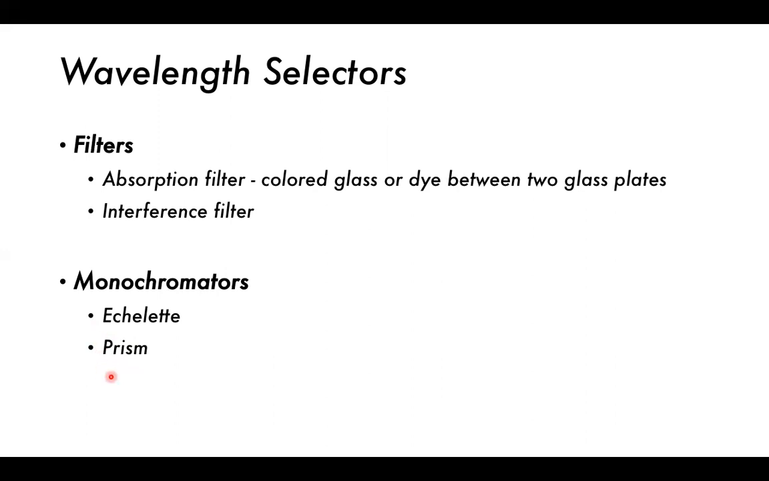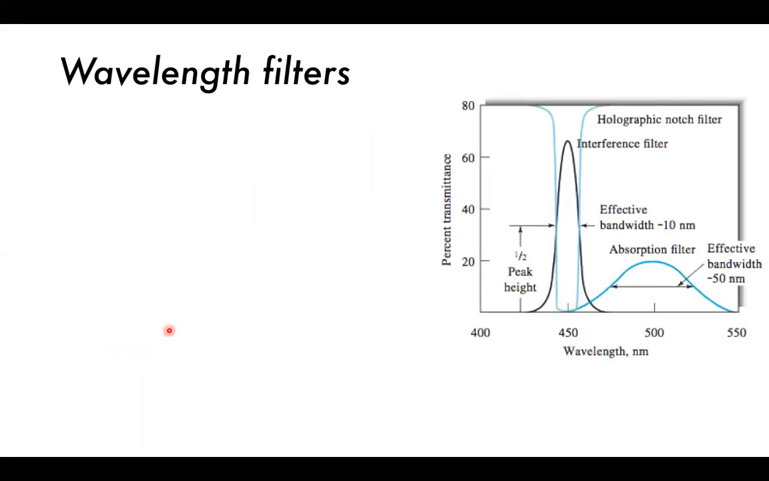It's the one that produces things like rainbow effects from white light. And the echelette makes use of that metal sheet with lots and lots of lines drawn on it. So different wavelength filters obviously exist. Absorption filters are those kind of stained glass pieces of colored glass. Interference filters are also present.